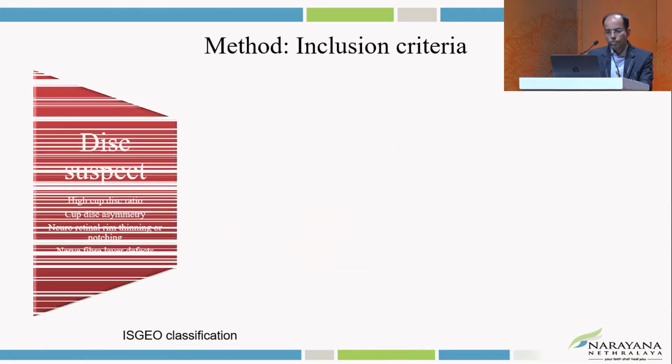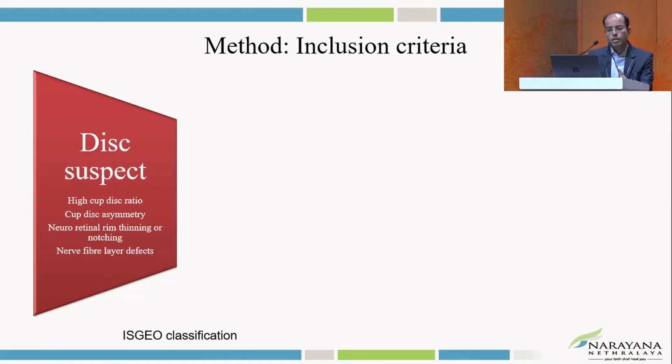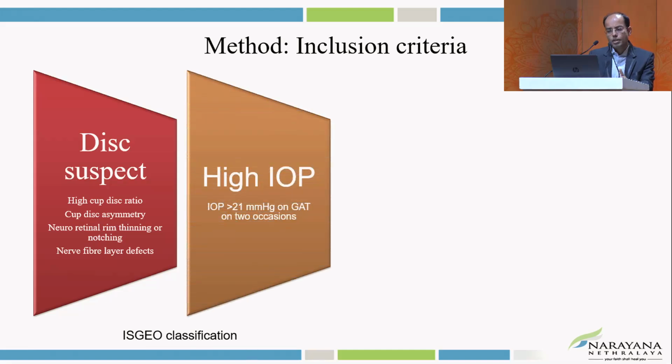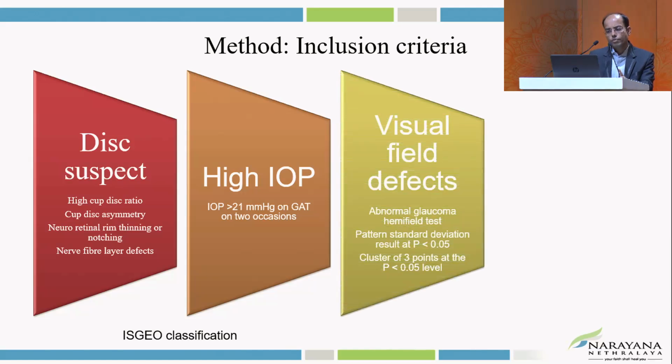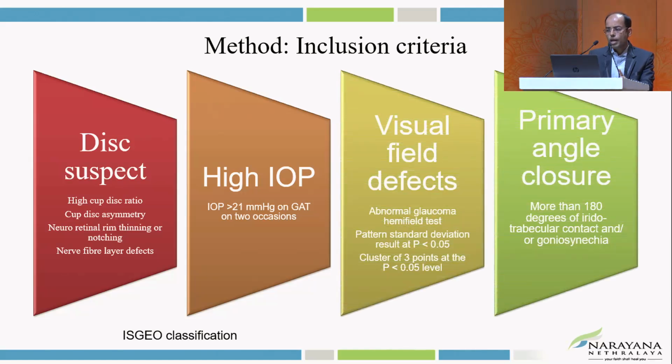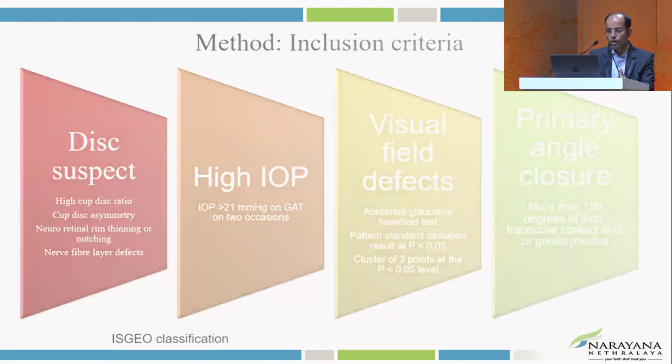The patients having disc suspects like a high cup disc ratio, cup disc asymmetry, neuroretinal rim changes or nerve fiber layer defects, or either a high IOP, more than 21 mm of Hg on 2 occasions with the GAT, or visual field defects, or primary angle closure glaucoma with more than 180 degrees of iridotrabecular contact in which laser PI has been done. A person presenting with one of these criteria, not fulfilling all of them, was included.